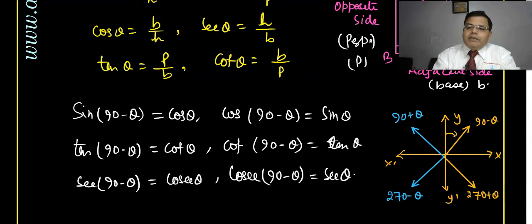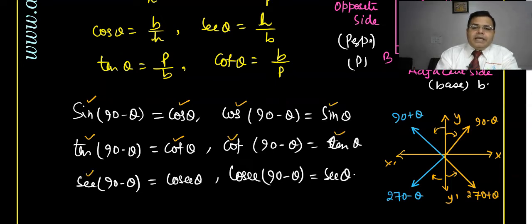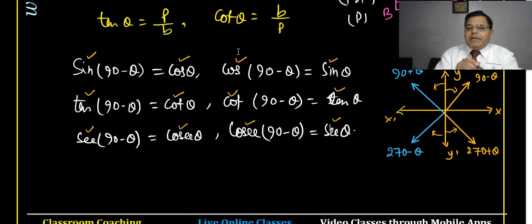So odd integral multiple of 90 degree, that is 90 and 270, which is also three times multiple, you know. So odd multiple of 90 plus minus theta, function will change. Sine will change in terms of cos, and tan will change in terms of cot, cos in terms of sine, vice versa, cot in terms of tan, sec in terms of cosec, and cosec in terms of sec. So odd multiple of 90 degree plus minus theta, function will change. Remember this. And sign will depend on the quadrant in which angle lies. So here 90 minus theta lies in first quadrant, so they are positive.